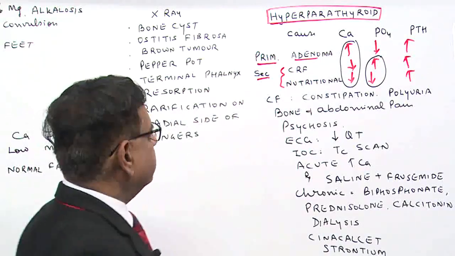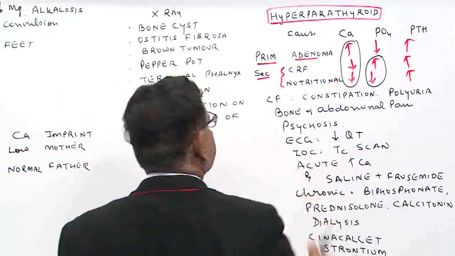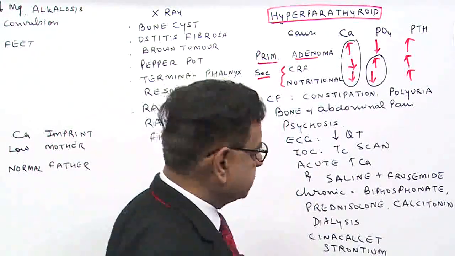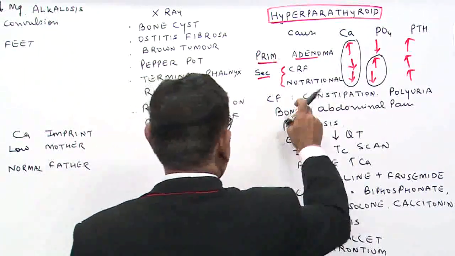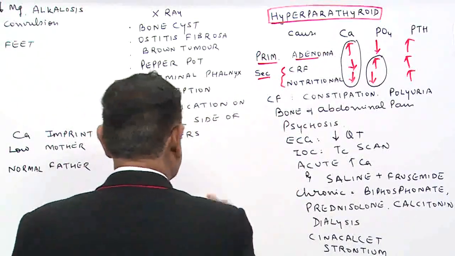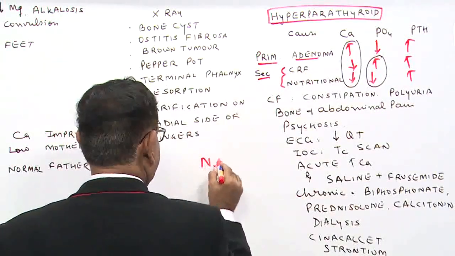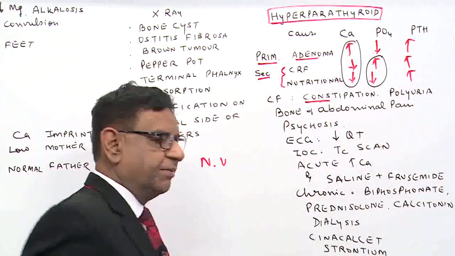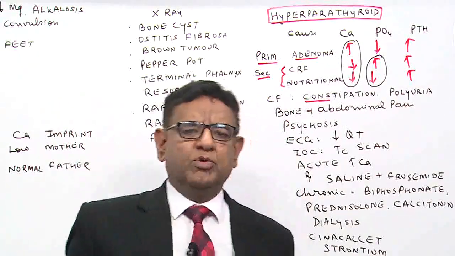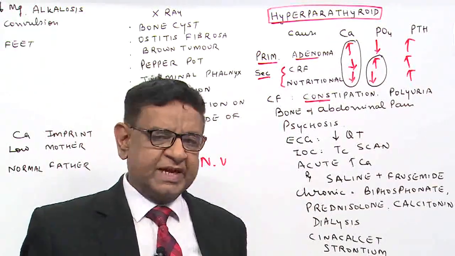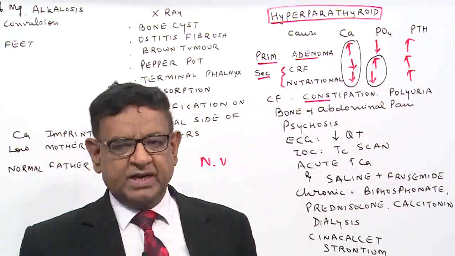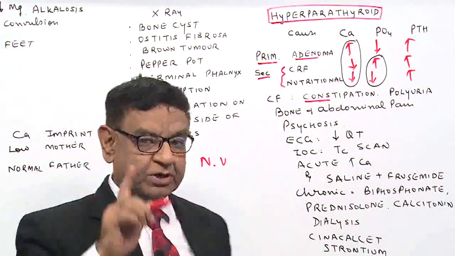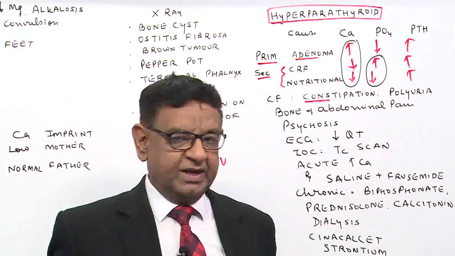So in primary hyperparathyroid, what are the clinical features? In the GIT, we have nausea, vomiting and constipation, very, very important. Normally, when we talk about side effects of a drug, it is nausea, vomiting, diarrhea, but it is constipation here. Point to be noted, it is a very frequently asked MCQ.